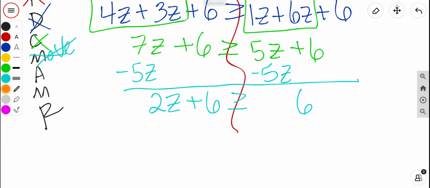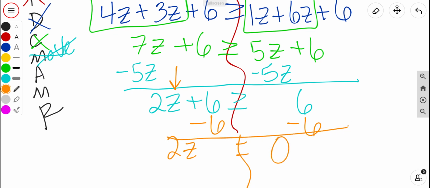Next up, add or subtract. Remember, the goal is to get z alone, so I've got to move this 6. And because it's plus, I'm minusing it. So I got 2z equals 0. What? Not equals, sorry. Greater than or equal to 0. That's allowed. That's okay. Things happen, but we can't just cross it out and not write anything. We have to write the 0 there because there's got to be something on both sides of your inequality symbol.